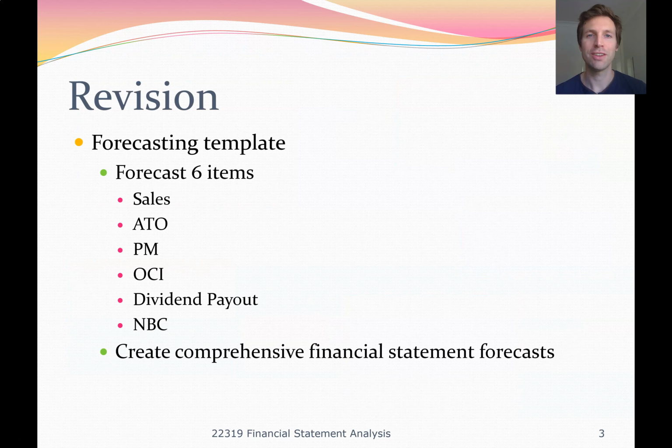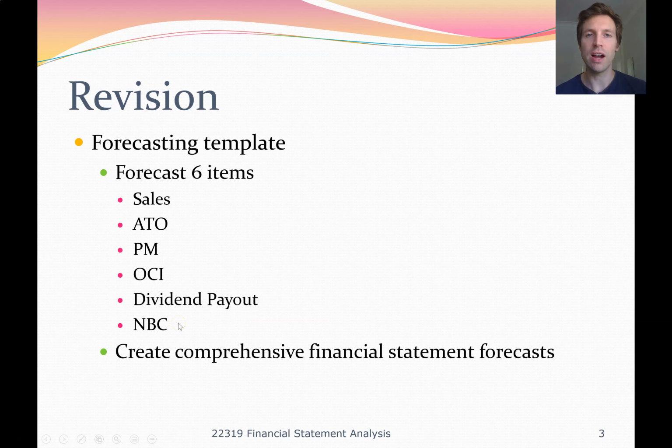So to start with revision, last week we learned about a forecasting template. We have provided you with a way that you can do comprehensive forecasting of your balance sheet, income statement, and free cash flows for a firm by forecasting 6 items. The 6 items we said we need to forecast are the firm's sales revenue, or their sales growth rate, their asset turnover, their profit margin, if there's any other comprehensive income or other income the firm's likely to earn, their dividend payout rate, and their net borrowing cost or the interest rate on their debt.